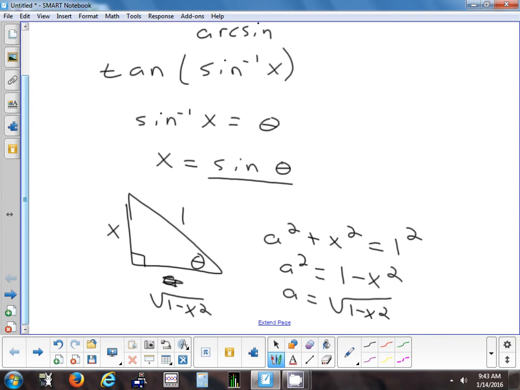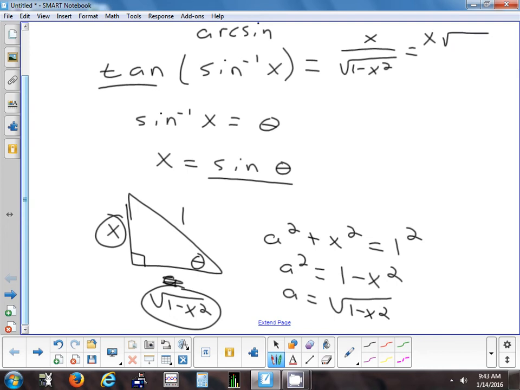Originally, they wanted us to find the tangent. Well, tangent is opposite divided by adjacent: x divided by the square root of 1 minus x squared. Now, what they're probably going to do on the test is they're not going to leave the root in the bottom, so we'll fix that. So we get x times the square root of 1 minus x squared in the top, and 1 minus x squared in the bottom. There's going to be a few problems that are very similar to that on the test.